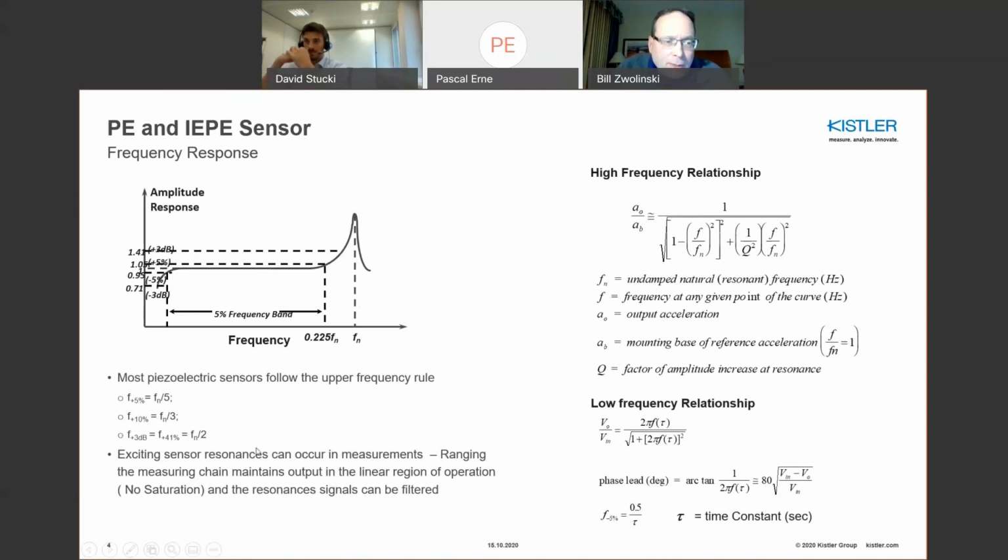Well, that can be related oftentimes by the natural frequency, where the 5% or 10% natural frequency band is just either 1/5 or 1/3 of the natural frequency. And what I mean by 5% or 10%, that's where the amplitude response varies over frequency by either 5 or 10%. So if you had a unity input and you had a 5% frequency range, your output could be, say, 0.95 to 1.05, for example.